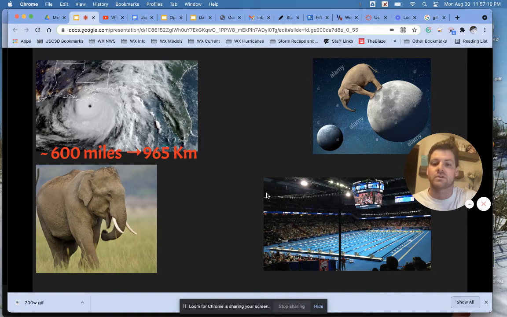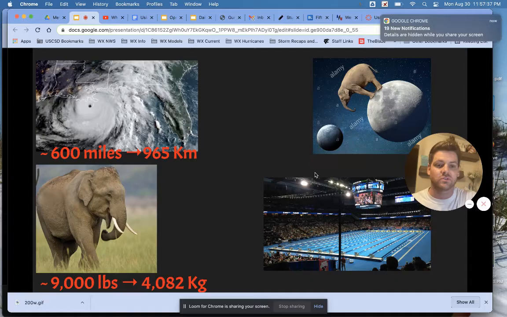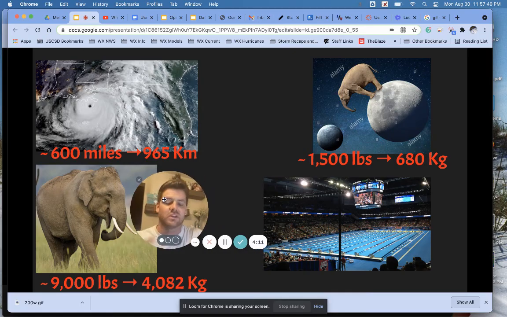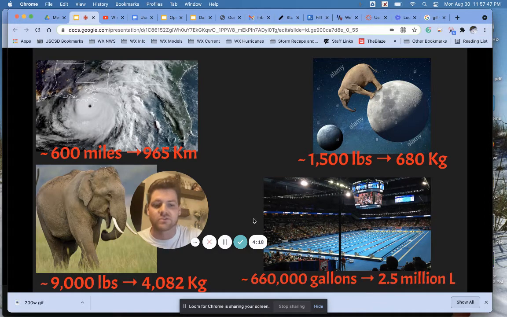So that 600 miles all of a sudden becomes something that is called 965 kilometers. Notice the km. We're using meters, but we have a kilo in front of it. Same idea with the elephant. 9,000 pounds becomes 4,082 kilograms. So we're using grams as a unit of weight, but it's in kilograms. We also have the elephant on the moon, 1,500 pounds. All of a sudden it becomes 680 kilograms. And then 660,000 gallons becomes 2.5 million liters. You guys have probably heard of liters before, but that is the metric measurement, liters.